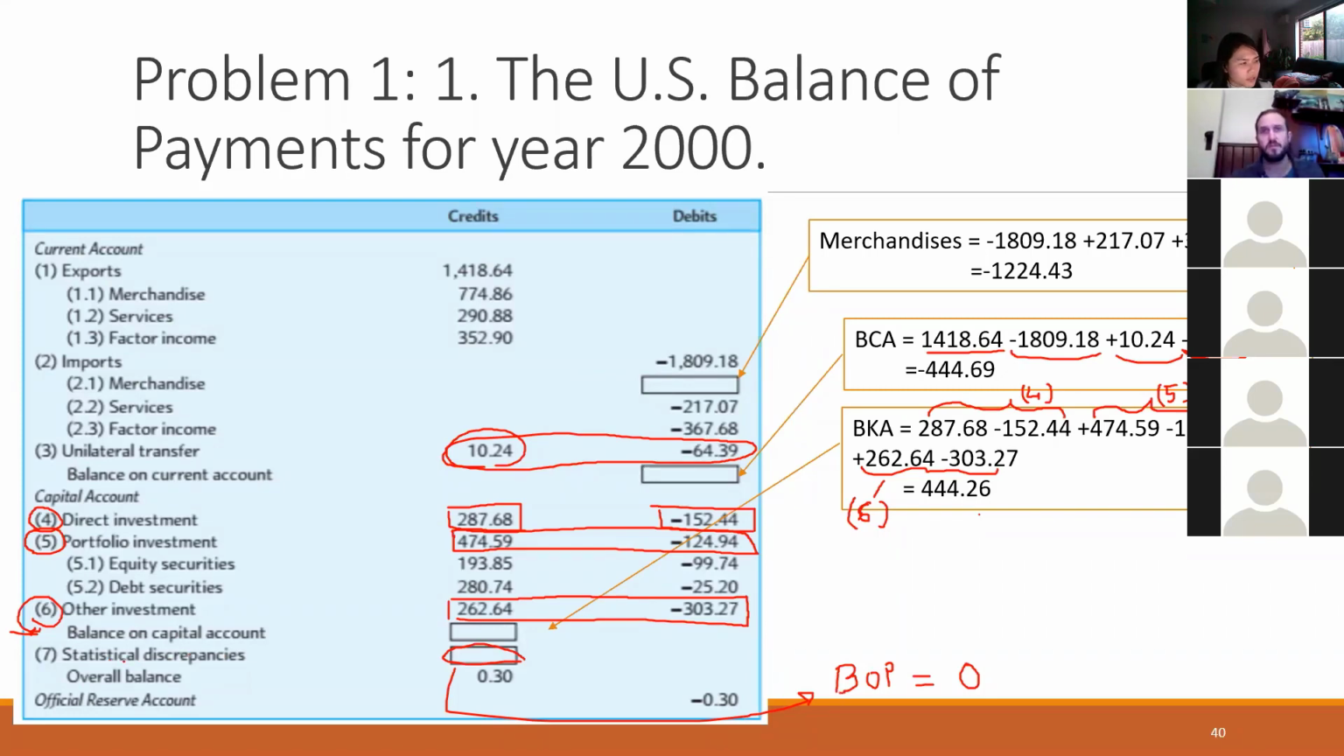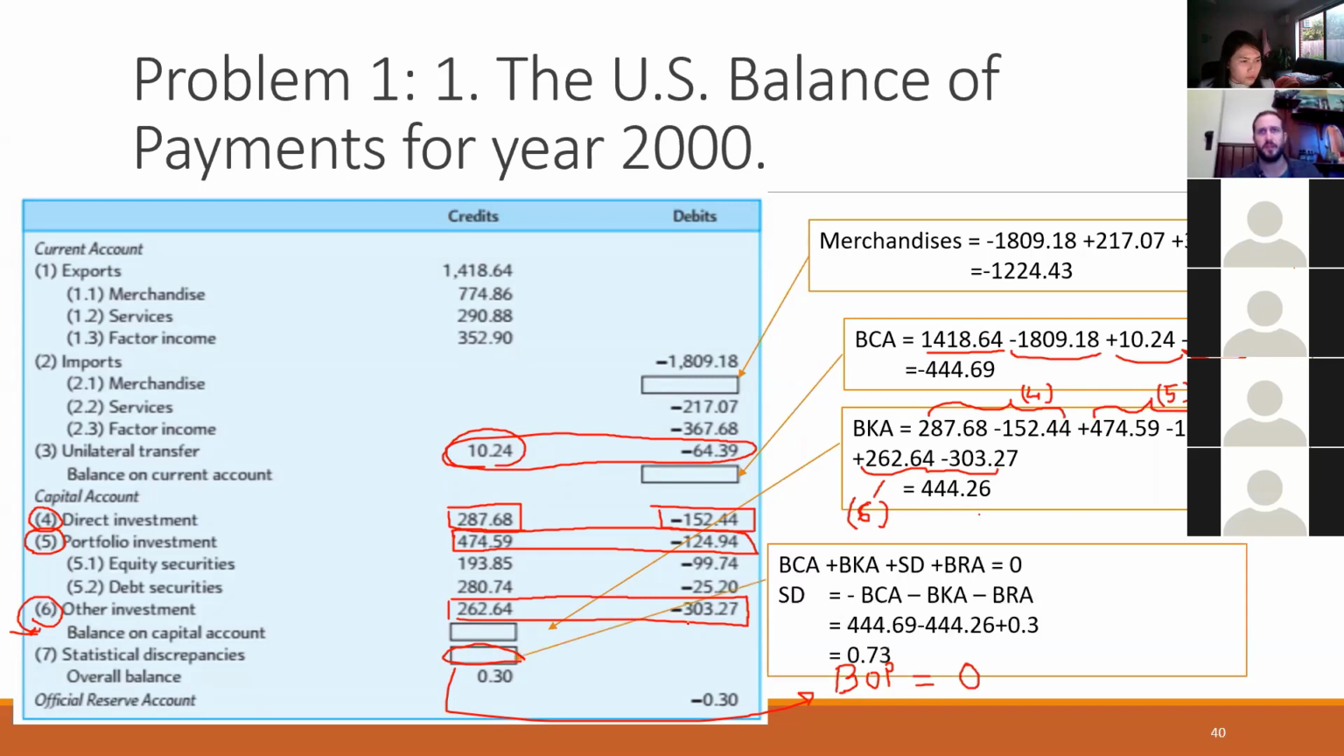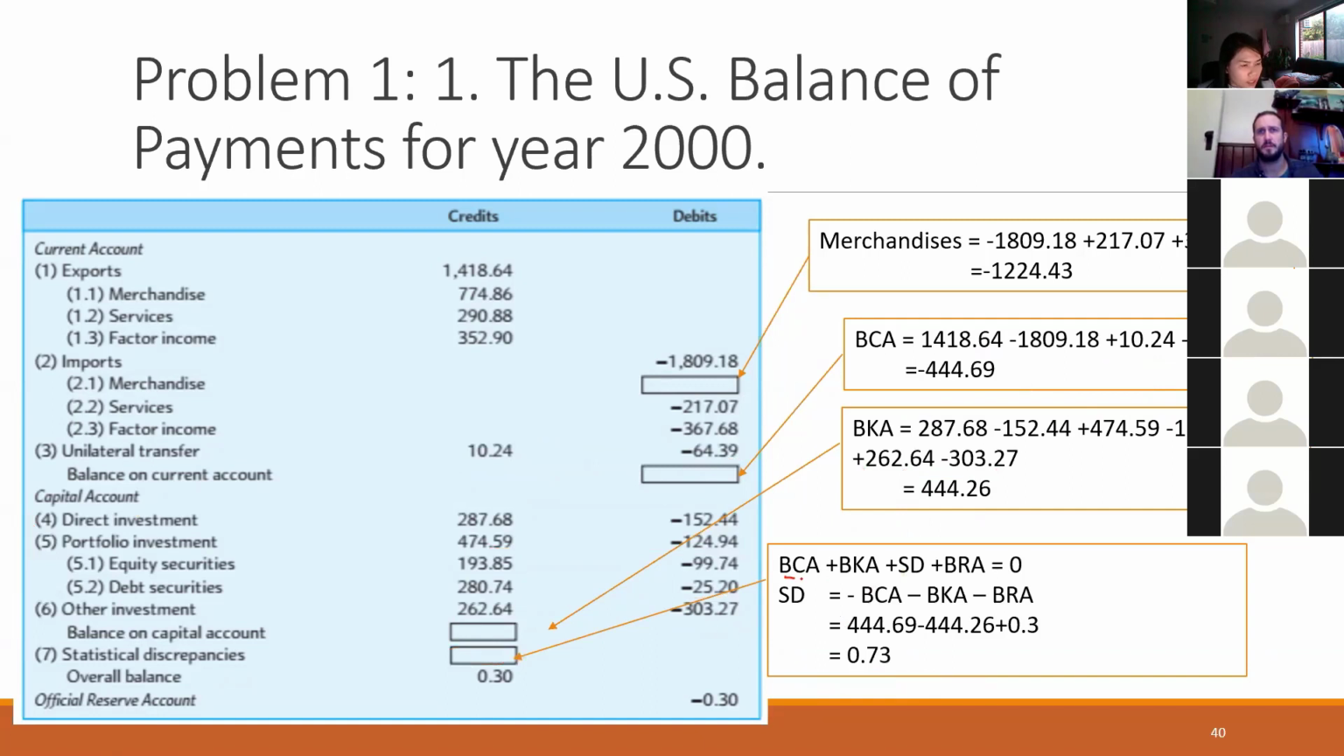So to find a statistical discrepancy, you would rearrange the equation. And let me show you the answer here, okay? So here is your balance of payment identity. Here is what you want to find, which is your statistical discrepancy. So what you want is you want to rearrange. So you bring everything else to the right, leaving the statistical discrepancy on the left. And then you add up these numbers, okay?